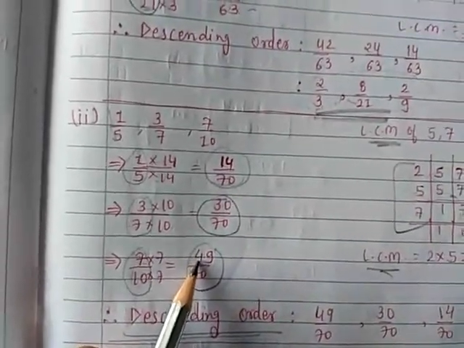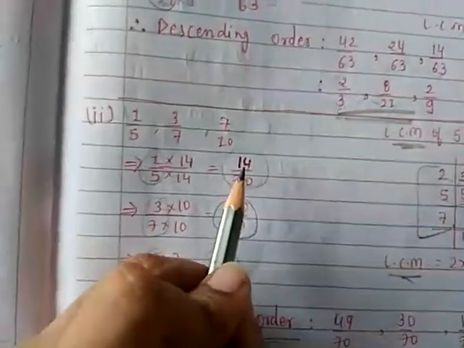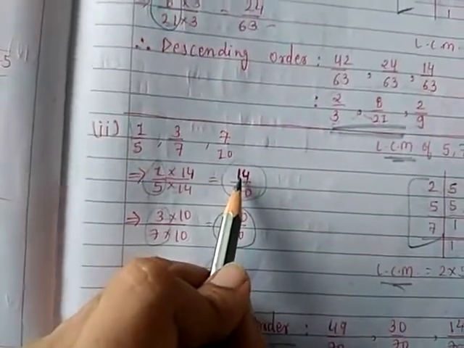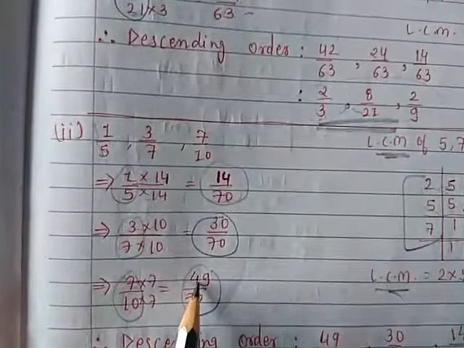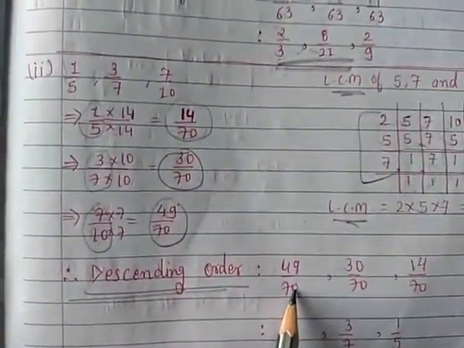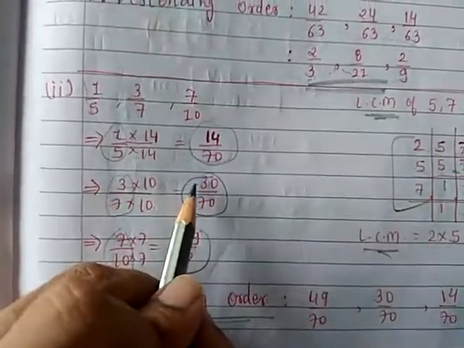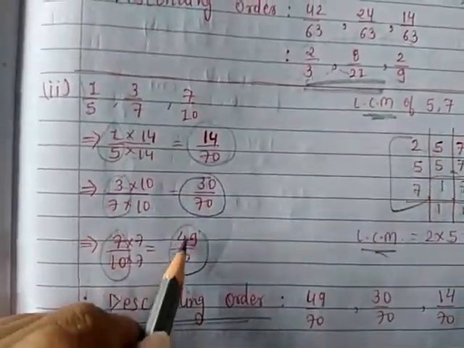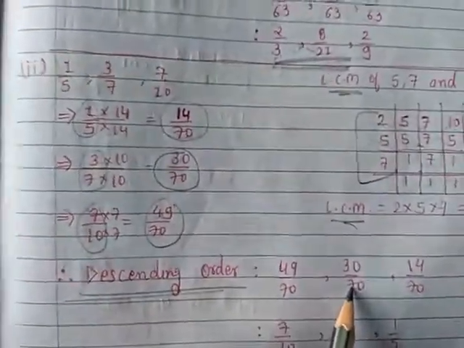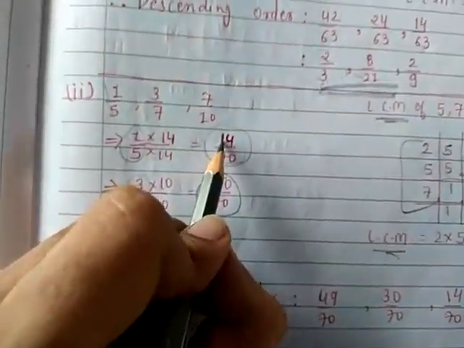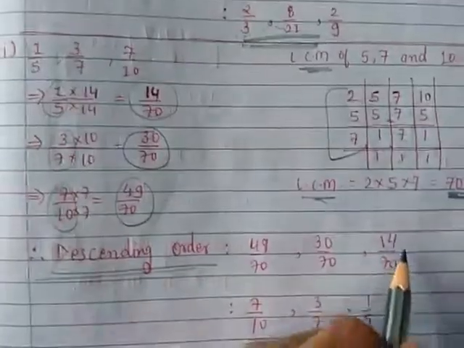Okay, students, understood? Now see, which number in the numerator is greatest? 14, 30 and 49. So 49 is greatest, right? So first we write 49 upon 70. After that, which number is smaller than 49? So it is 30. Okay, so 30 upon 70. And which is smallest? The smallest is 14 upon 70.